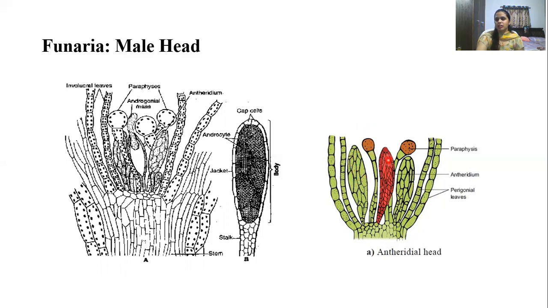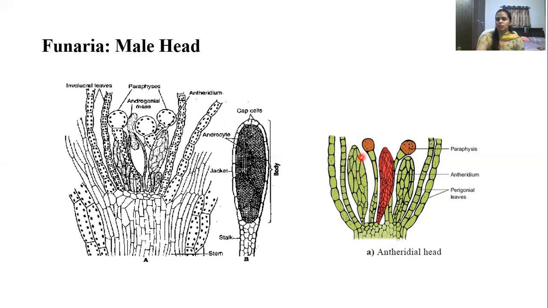When it is in the mature stage, it appears yellowish orange in color. So I told you that the perichaetial leaves are protective in function. And this paraphysis is a multicellular unbranched structure which consists of a swollen tip. What is the function of this paraphysis? It absorbs water and prevents the dehydration of the antheridium.